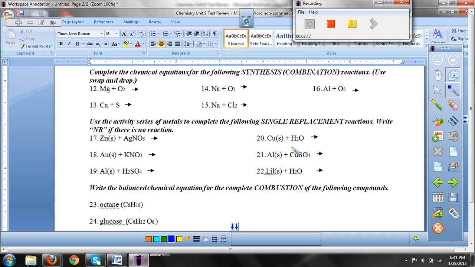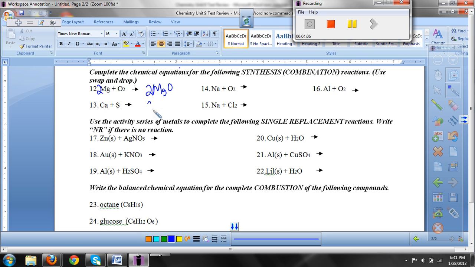Okay, 12 says, complete the chemical equations for the following synthesis or combination reactions. Use swap and drop. So MgO. This is a +2 and a -2. So that adds up to 0. I don't have to swap and drop, but I do need to balance the reaction. So I'm going to put a 2 there and a 2 there.